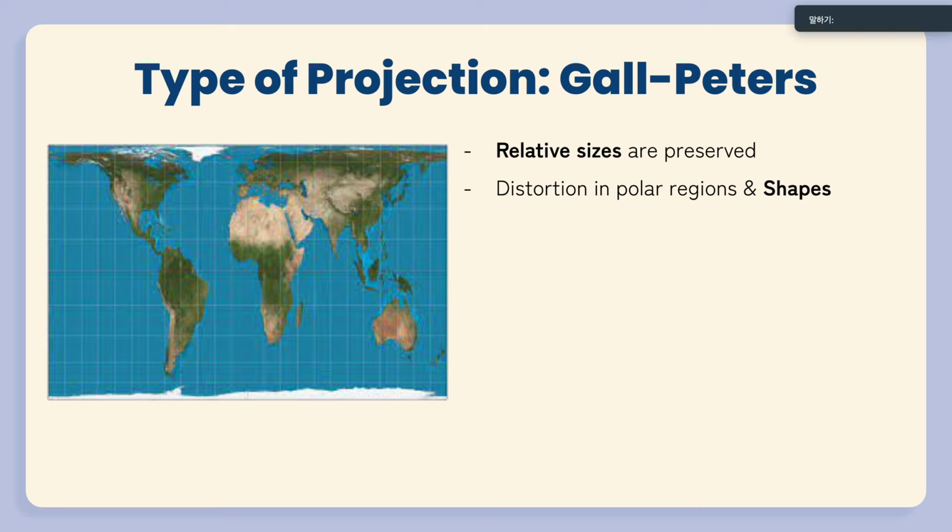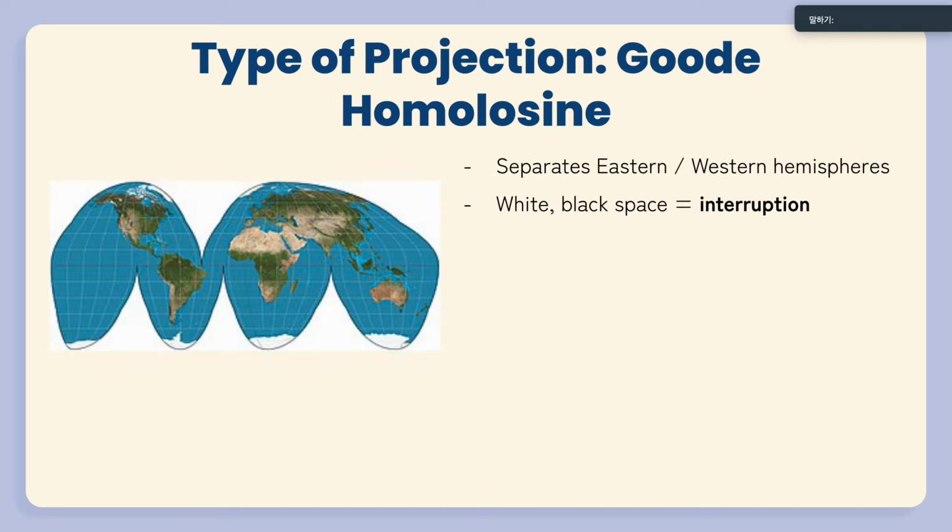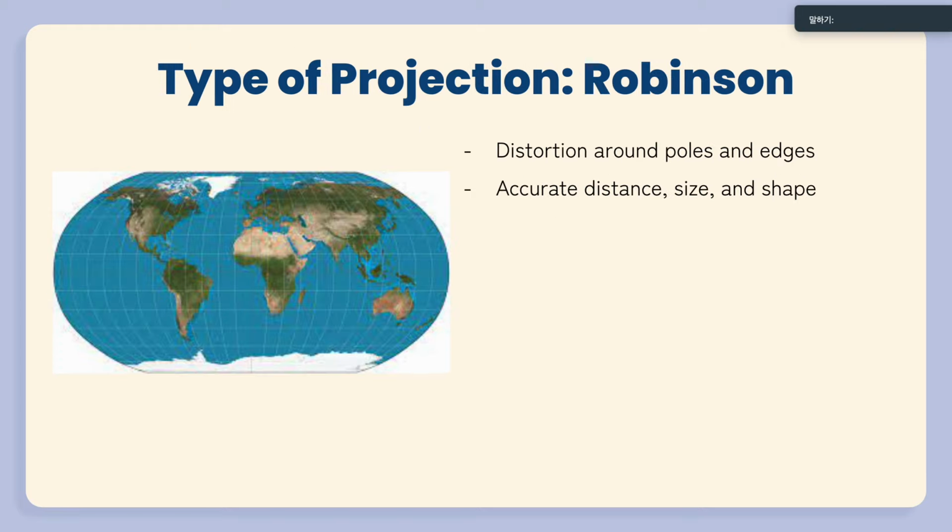Whereas Gall-Peters preserves relative size of the continents. However, there is distortion in polar regions and shapes. And Goode Homolosine projection separates the eastern and western hemispheres. And the blank white space between the continents is called interruption. And Robinson projection has distortion around poles and edges. However, it preserves accurate distance, size, and shape.